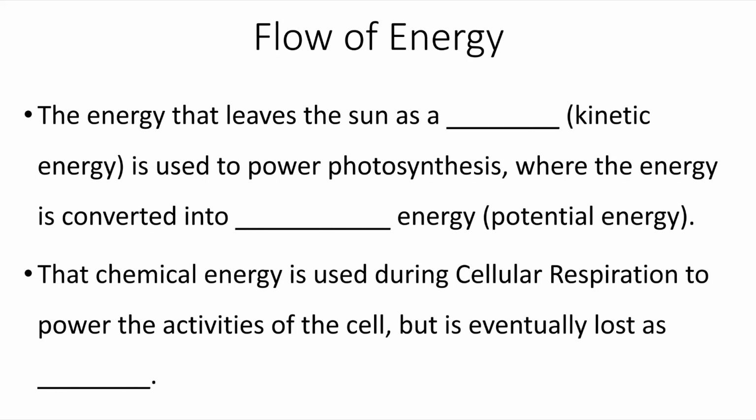The energy that leaves the sun as light, which is a type of kinetic energy, is used to power photosynthesis, where the energy is converted into chemical energy. This is that sugar, that chemical product of photosynthesis. That chemical energy is used during cellular respiration to power the activities of the cells, but it is eventually lost as heat.